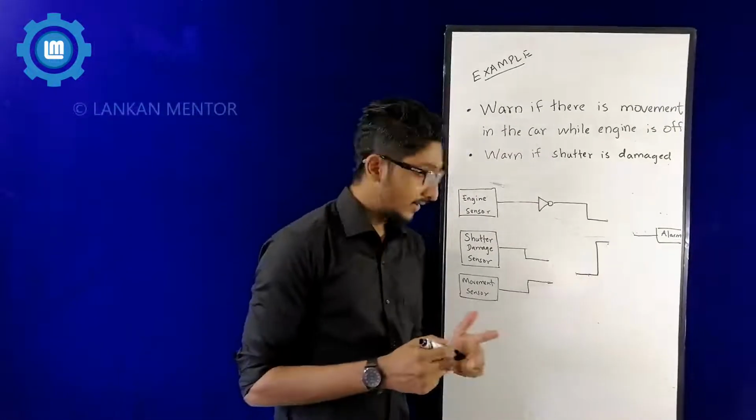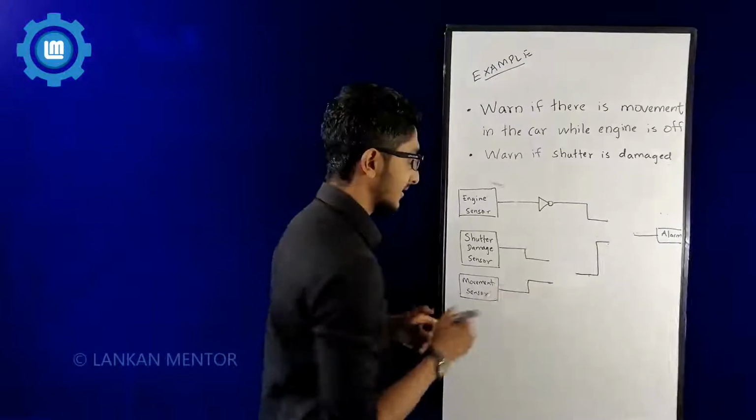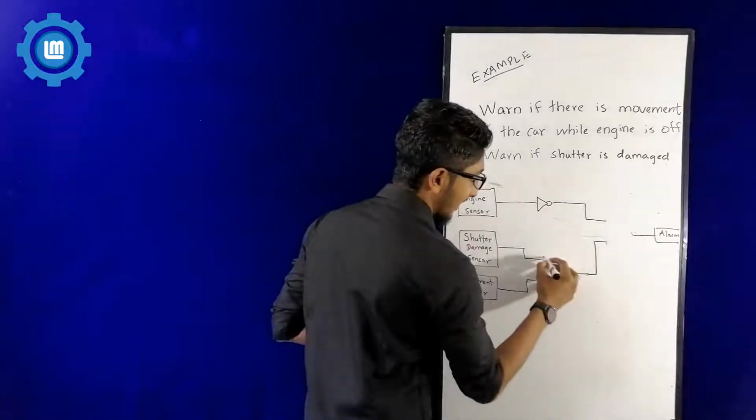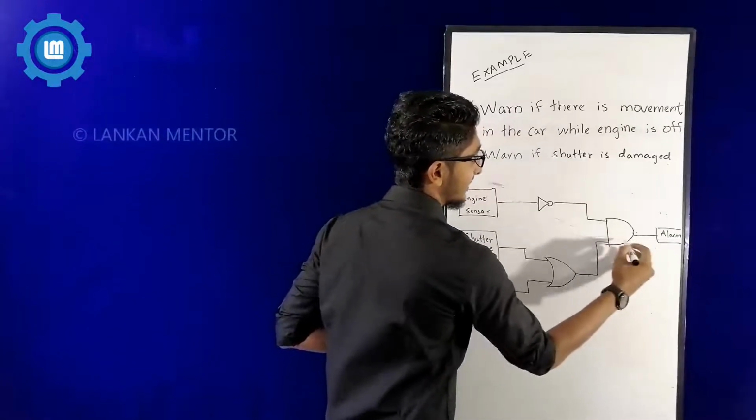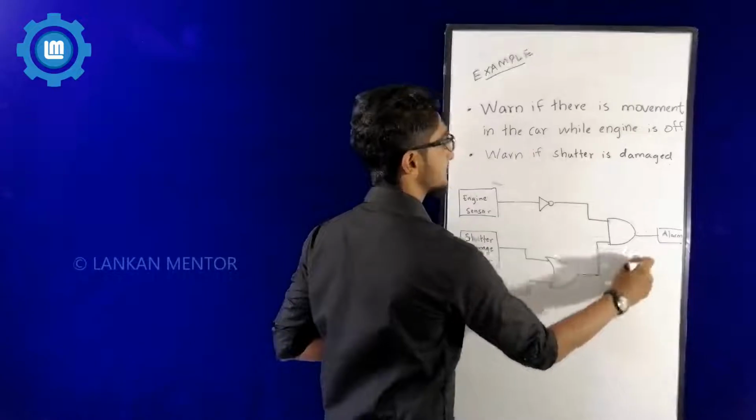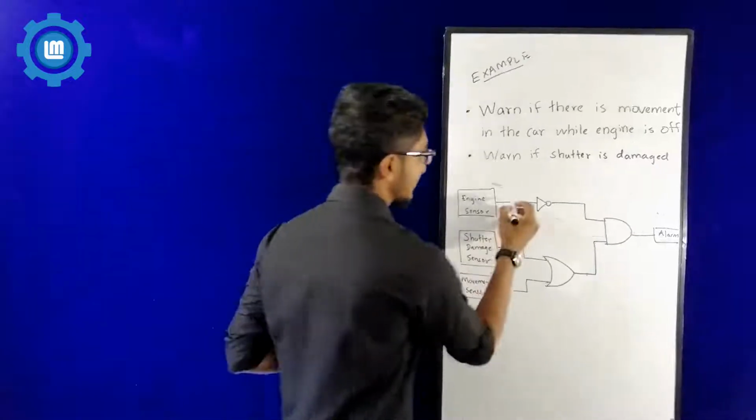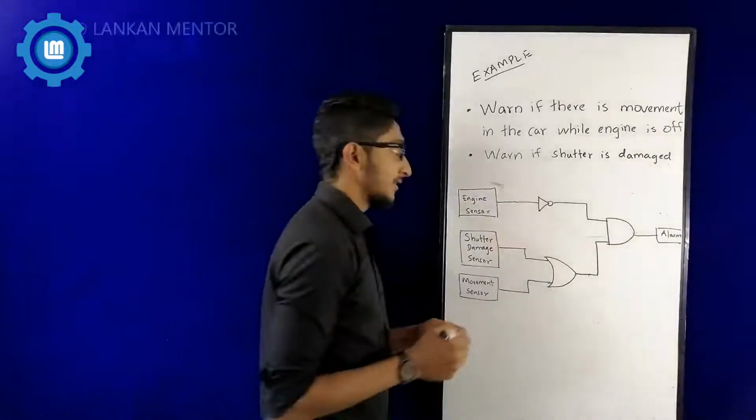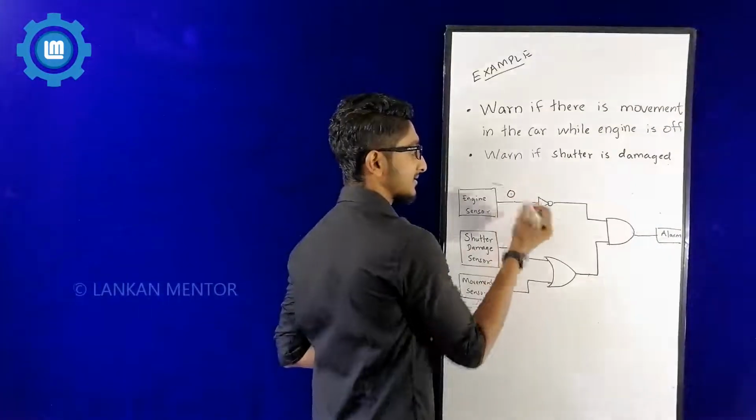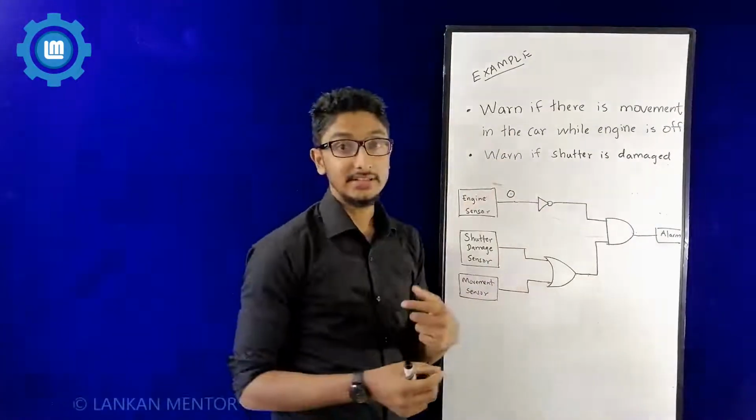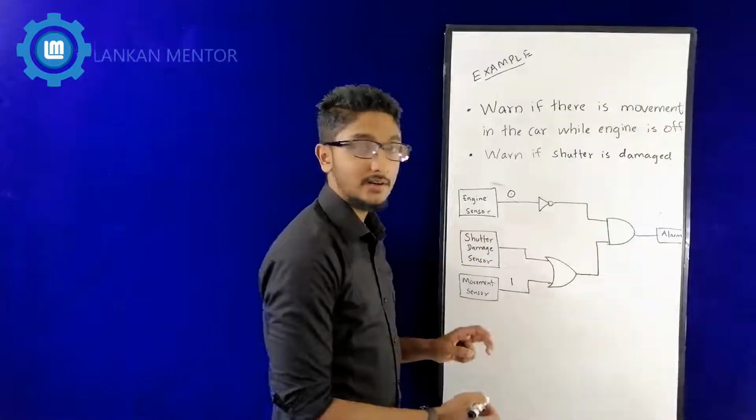Okay. Now we'll try the other way around, right? We'll put an OR gate over here and an AND gate over here. Okay. Now we'll see the possibilities. The first thing, the engine is off, which means 0. Then we are seeing if there is movement. If there is movement, it is 1.